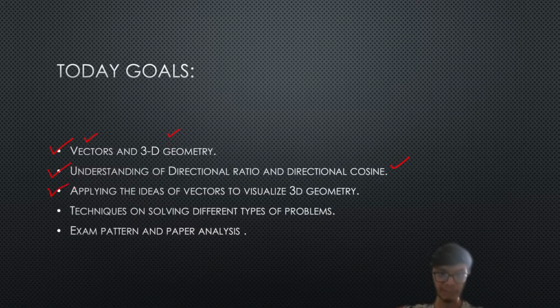After that, we start with applying the ideas of vectors to visualize 3D geometry, right? This is a very important thing that you need to understand: the questions of 3D geometry are very simplified and solved using vectors, right? That's what we try to understand. So how can we convert coordinate notation to vector notation and vice versa, right? We convert the Cartesian equation to the vector equation and the vector equation to the Cartesian equation. That's what we have to play with in this chapter, right?